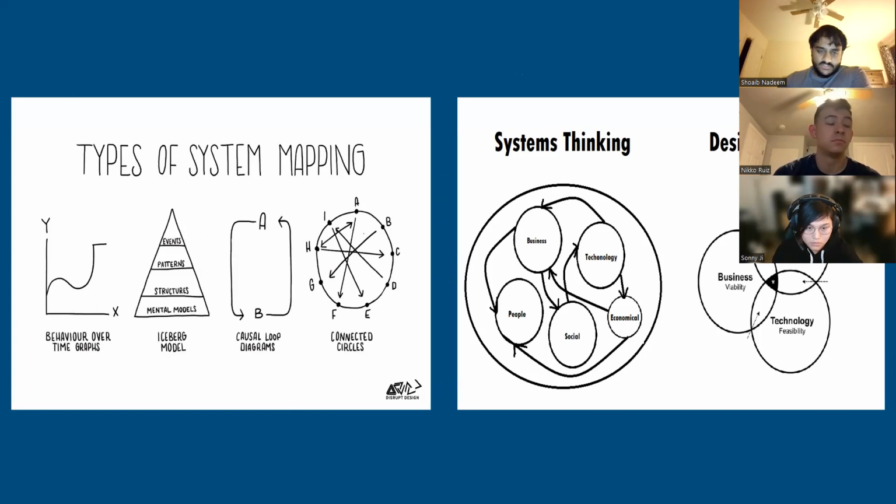These are some images of what system thinking is and how it relates to design thinking. There are multiple types of system thinking, like causal loop diagrams, connected circles, iceberg model, and all that. System thinking and design thinking are pretty similar. System thinking is all in one big circle, interconnected in a weird web, sort of, but all in one circle. And then design thinking is just like everything has something in common.